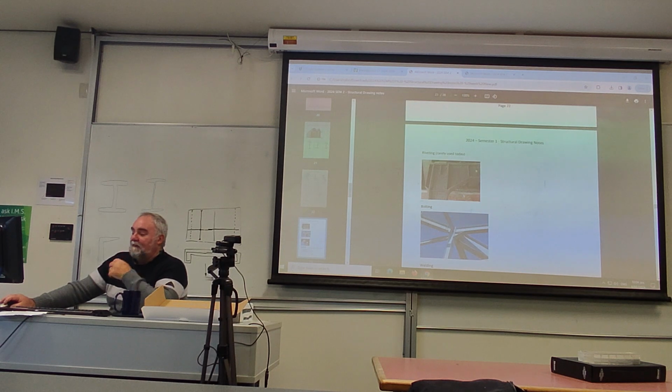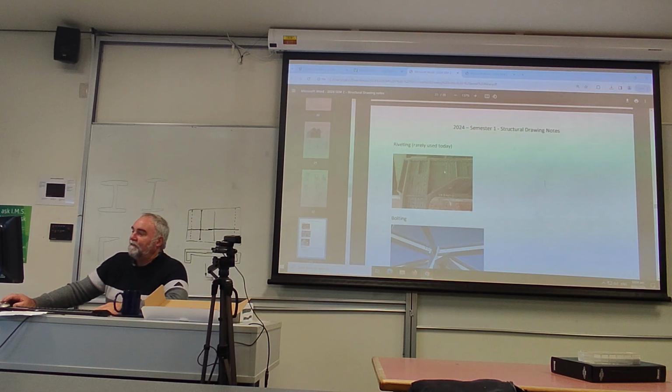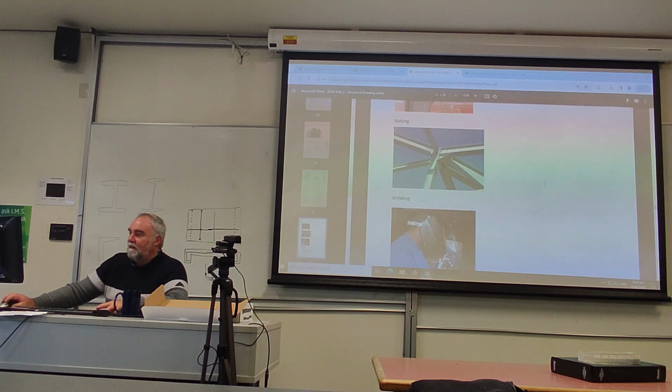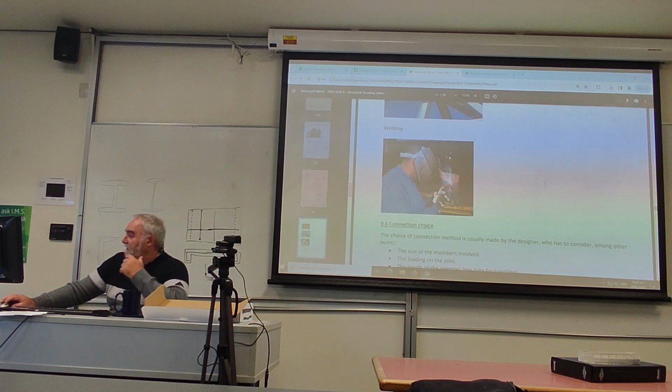So here's an example of rivets, bolting. It looks complicated, but if those holes are there and there's a plan of how it goes together, they get a couple of bolts in and they're away. They can put the rest of them in pretty quickly. Welding, of course, as we've talked about that.